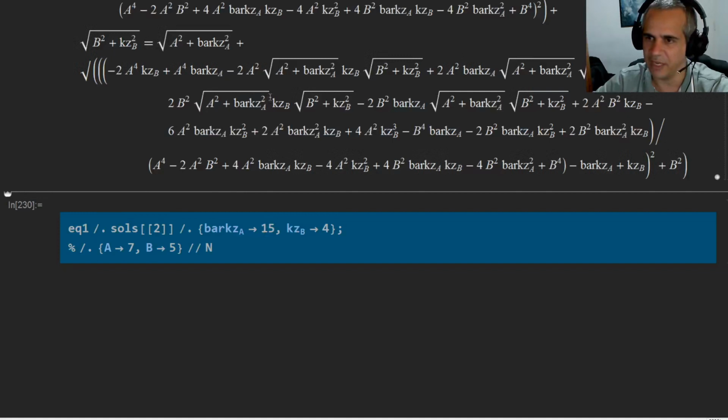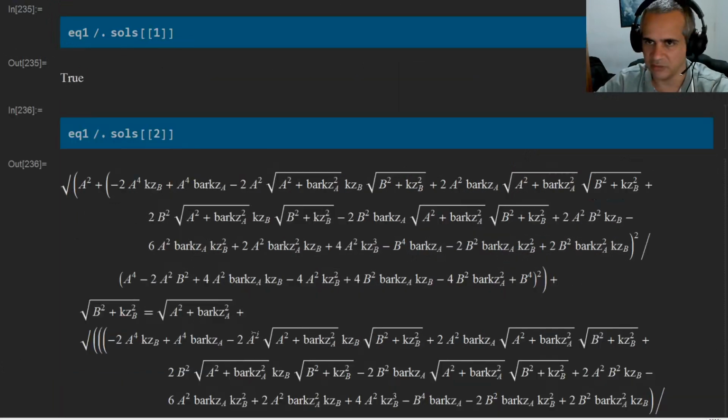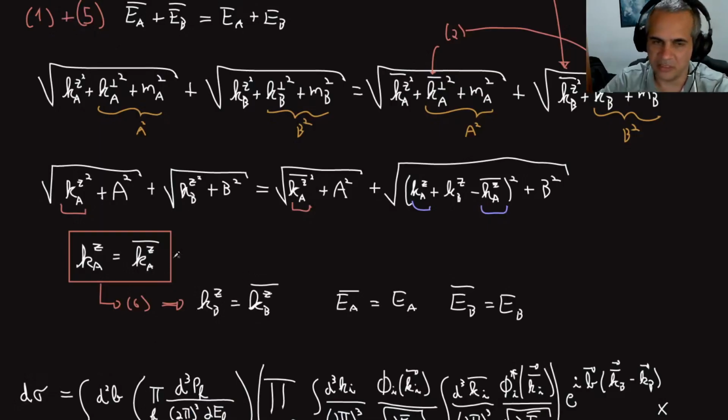This should be valid for any numbers that I put there for A, B, and the momenta. So I just put some random numbers there, and you see that at least for these numbers, this equation is false. That means at most it will be a particular solution for a very specific case, which does not interest us. So the solution is really kza is equal to kza bar. So this is the solution that I found before.